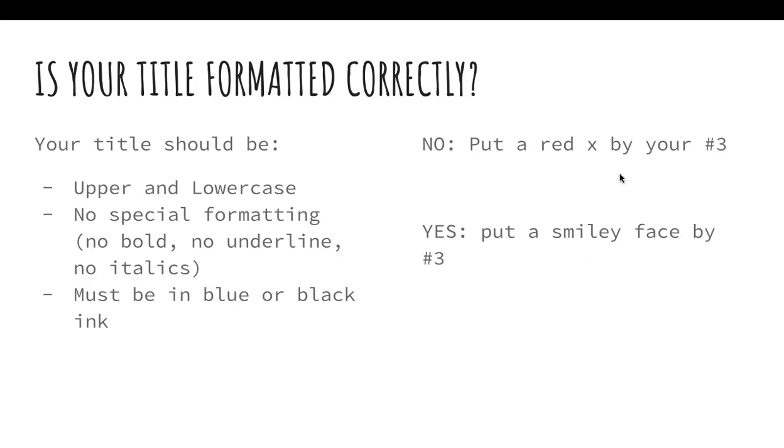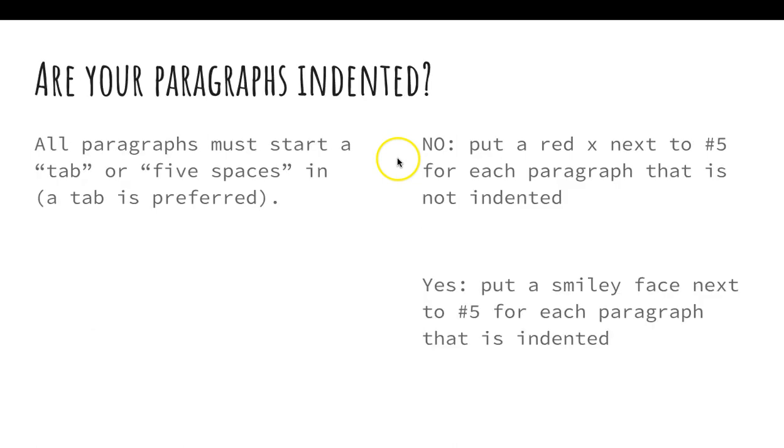Is your title formatted correctly? Your title should be upper and lower case with no special formatting, no bold, no underline, no italics. And it must be in blue or black ink or typed. You are typing it. If your title is not formatted correctly, put a red X by your number 3. If it is formatted correctly, put a smiley face by number 3. Are your paragraphs indented? All paragraphs must start a tab or 5 spaces in. A tab is preferred. If your paragraph is not indented, put a red X next to number 5 for each paragraph that is not indented. If your paragraph is indented, put a smiley face next to number 5 for each paragraph that is indented.